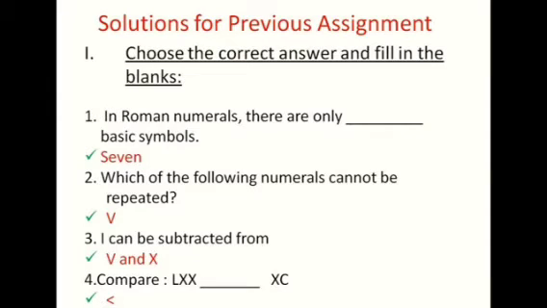Question number 4. Compare LXX and XC. So, LXX means 50 plus 10 plus 10, 70. XC, C means 100, X on the left. So, it will be 100 minus 10, 90. So, 70 is less than 90. So, LXX is lesser than XC.